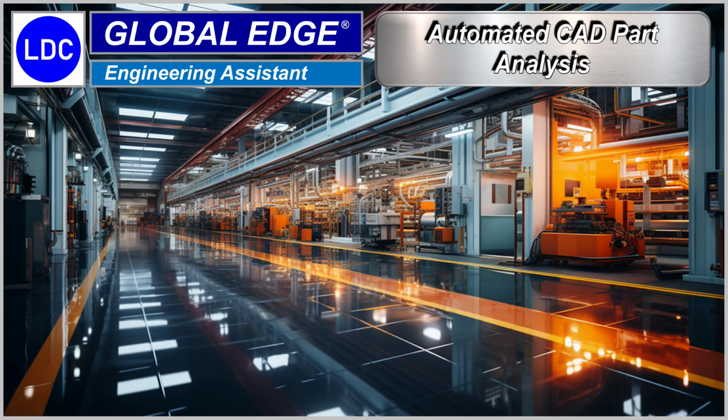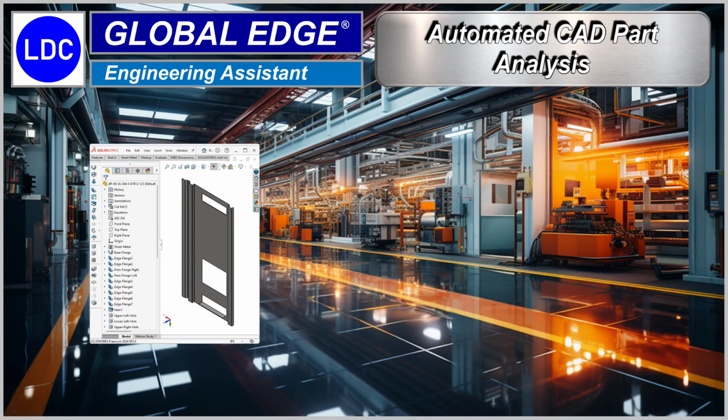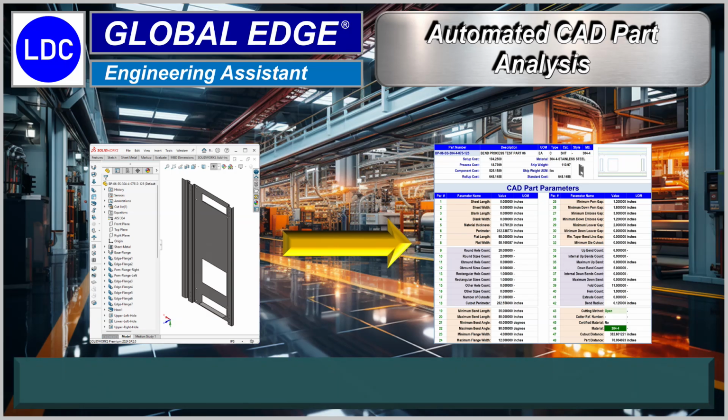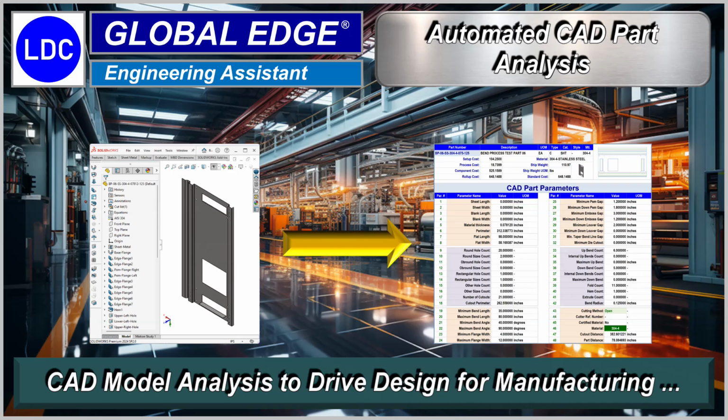Global Edge Engineering Assistant provides innovative design for manufacturing functionality that includes the automated importation and analysis of CAD part parameters. These CAD part parameters serve as a foundation for manufacturability testing, and the automated generation of routings, sales quotes and CAM bending programs. This includes 48 CAD part parameters that range from part height, width, material, thickness, bend radius and bend angles. This also includes parameters such as flange lengths and widths, PEM hole distance from bend lines.